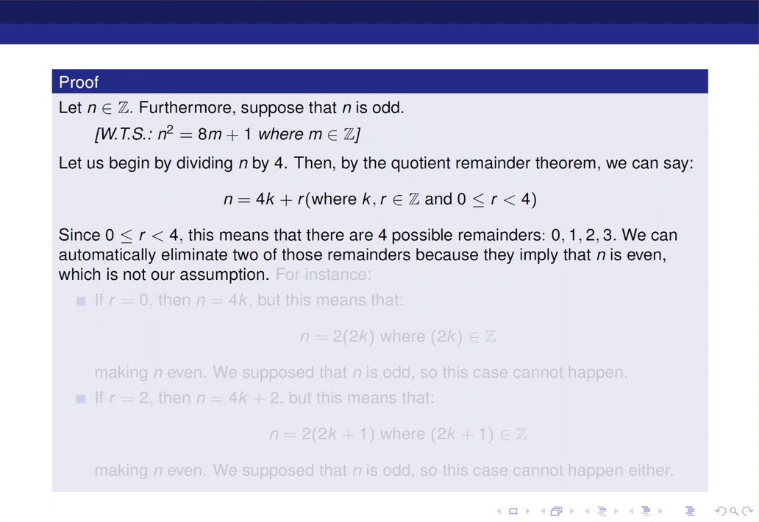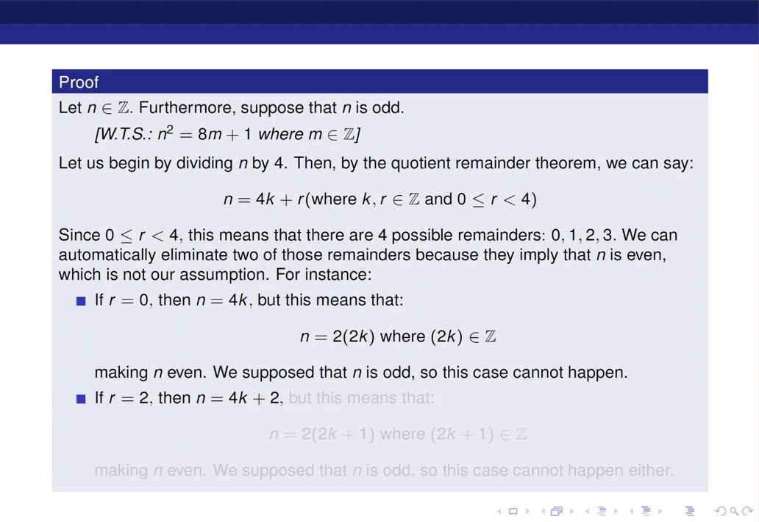Why can we eliminate 0 and 2? Well, if the remainders were 0 and 2, then think about it. The n would be 4k plus 0, or in the other case, it would be 4k plus 2, which would imply that it's even in both cases. So again, if the remainder is 0, then n is 4k, and 4k can be written as 2 times 2k, where 2k is an integer. That makes n even. But remember, we suppose that n is odd, so this case cannot happen. And the same thing will apply when the remainder is 2.